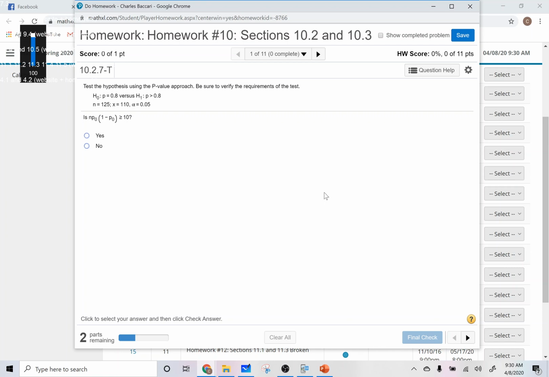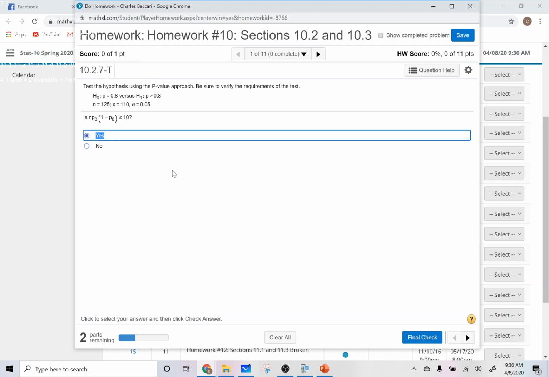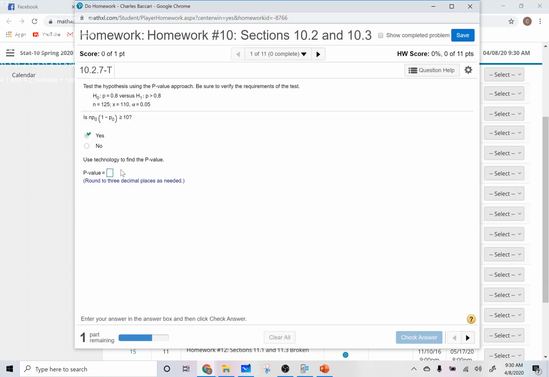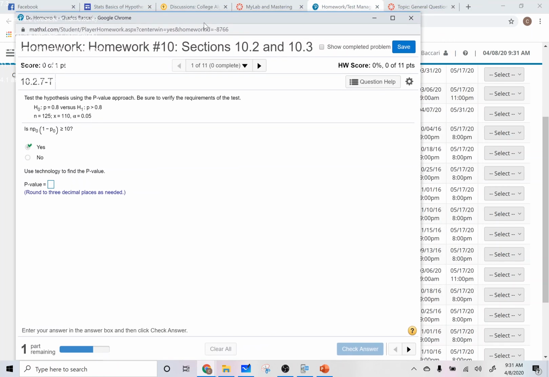Okay, guys, so we're going to work through some of this homework. They just want you to verify that this happens. I believe it's true. Okay, so now it says calculate the p-value. So we're going to do the hypothesis test using the calculator.